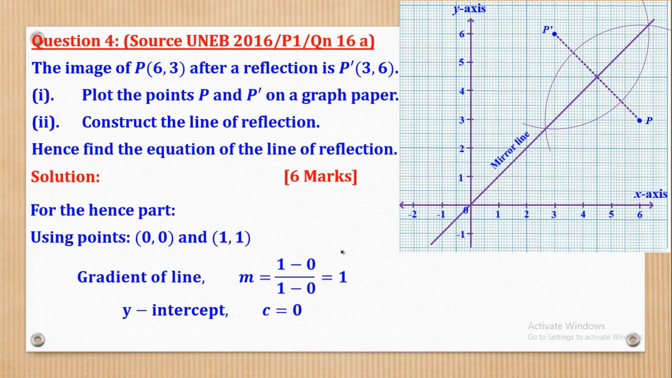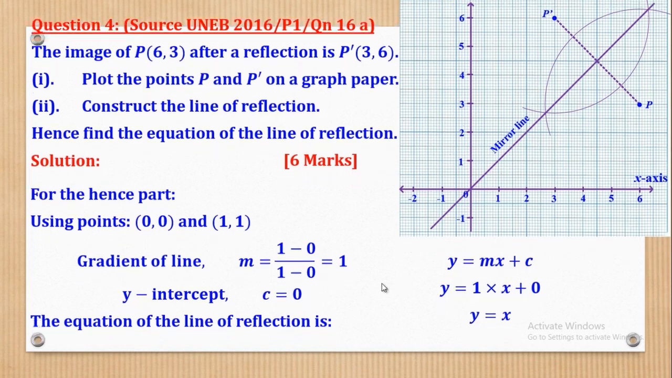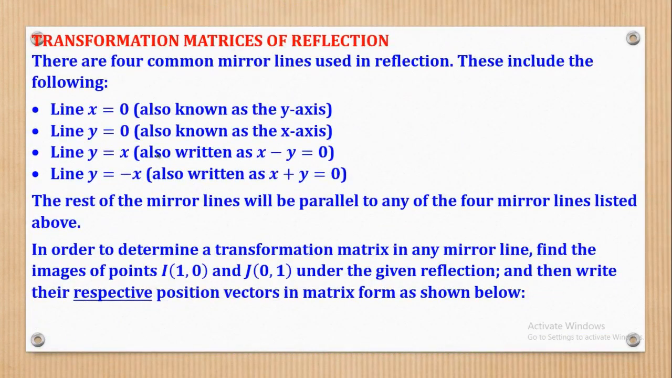Now that I know the gradient and the y-intercept, I can come and say that the general equation of a line is y equal to mx plus c. So substitute for m and c to come up with that as the equation of the mirror line which they wanted. That was reflection using graphical approach.